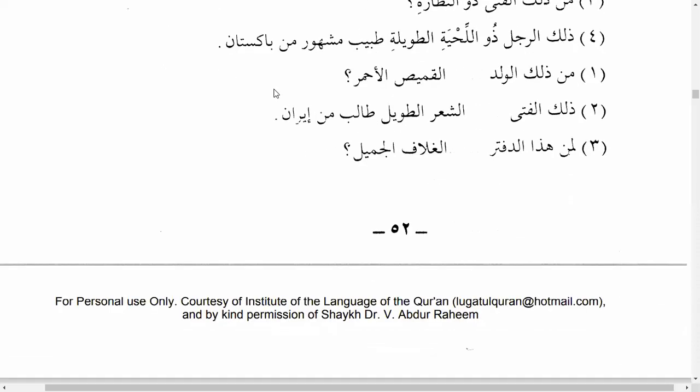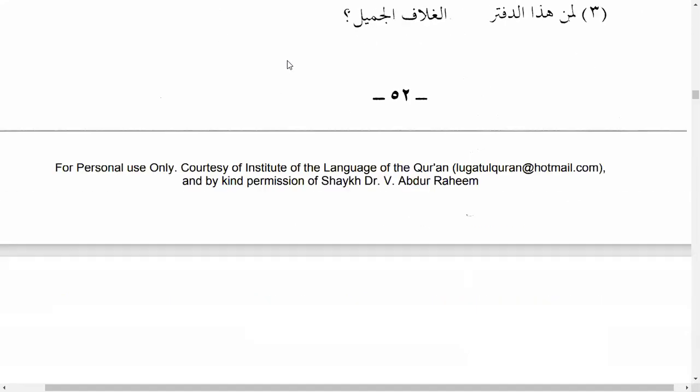لمن هذا الدفتر ذو الغلاف الجميل. So whose notebook is this with a beautiful cover? Okay. ذلك الرجل ذو النظارة مديرنا. Yes, that man with glasses is our manager.